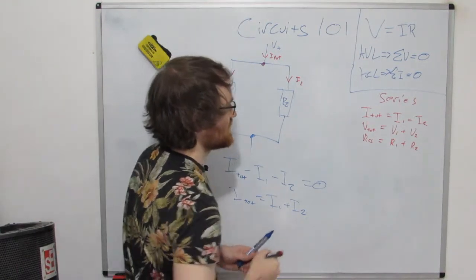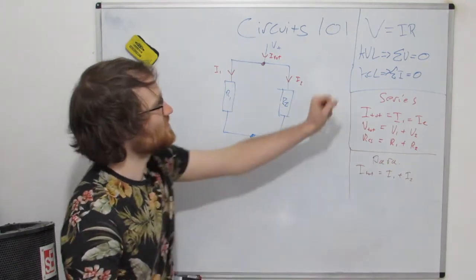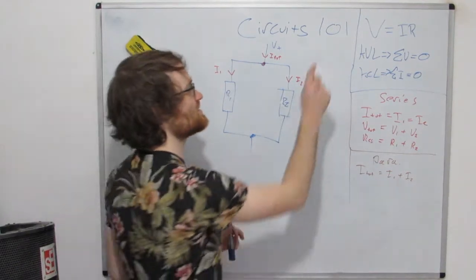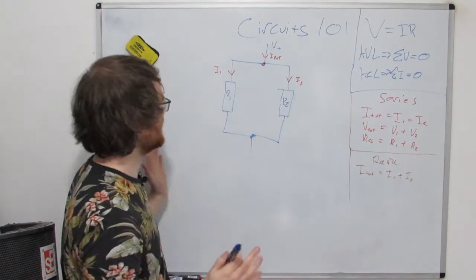So let's write down another one of these for parallel. What about the voltage drops? Well, let's go back to our good old KVL, talking about voltages. Let's apply KVL. So now it needs to be a loop, right? So where's the loop?